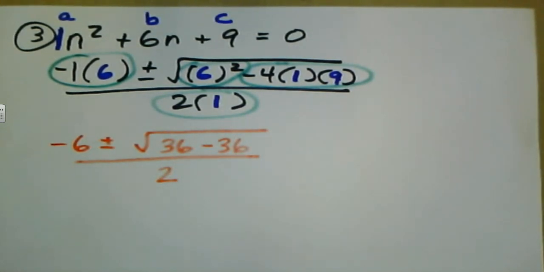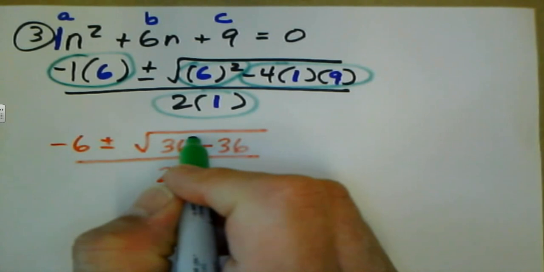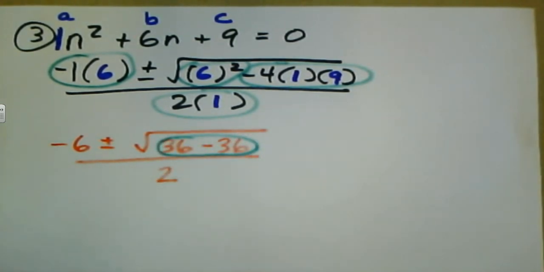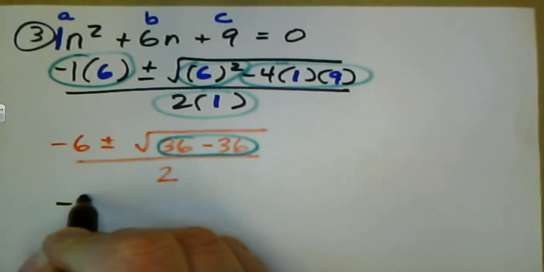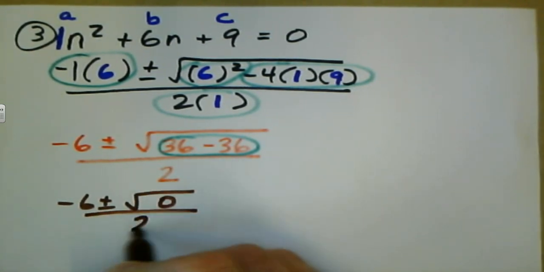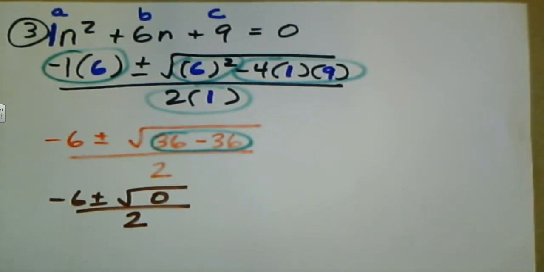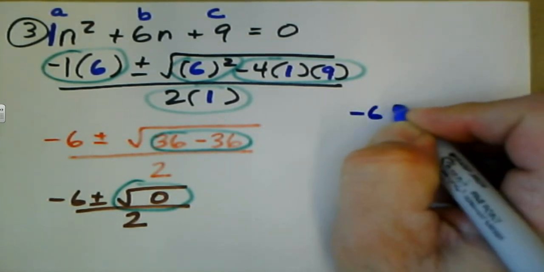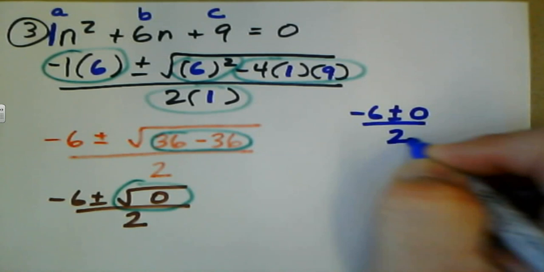I think it's time for these green markers to go bye-bye, as well as the orange. All right. So now we're going to do the inside. What's 36 divided by 36? 0. So negative 6 plus or minus the square root of 0 over 2. What is the square root of 0? 0. So negative 6 plus or minus 0 over 2.